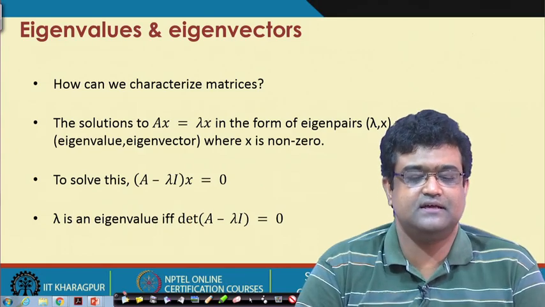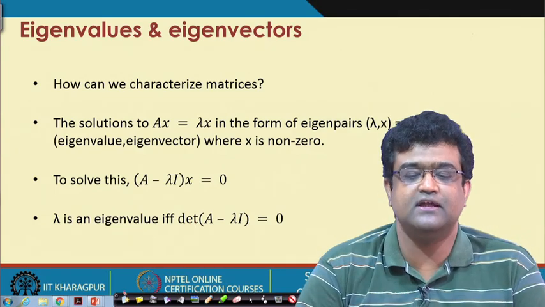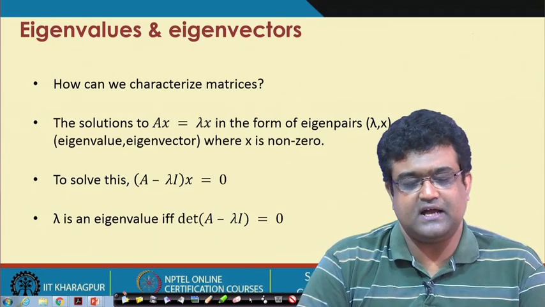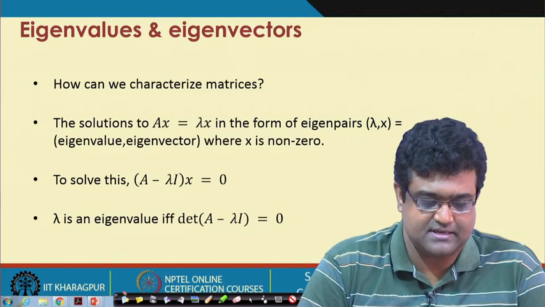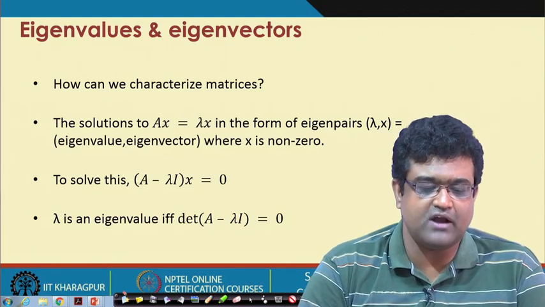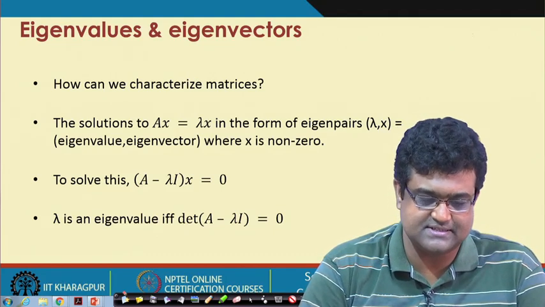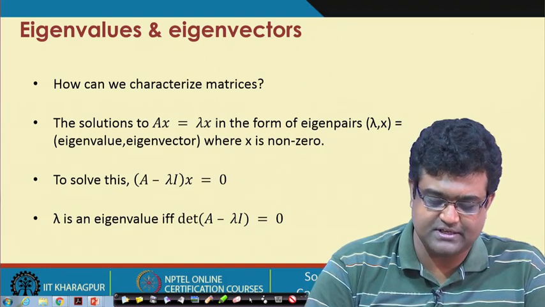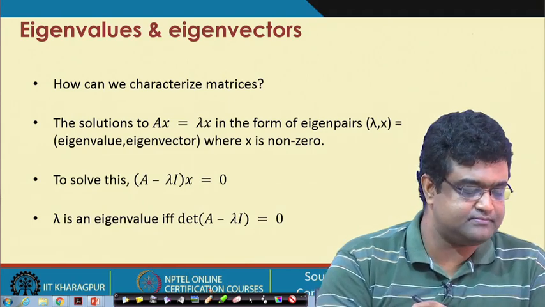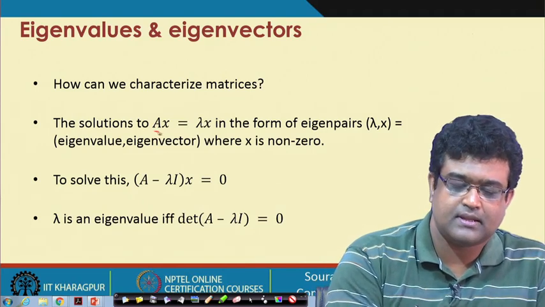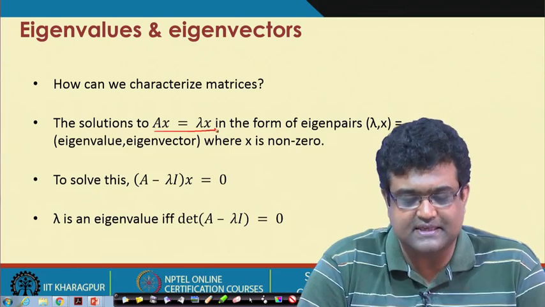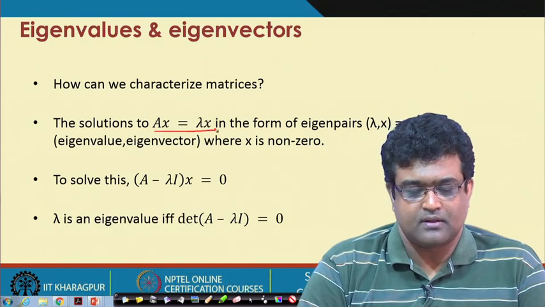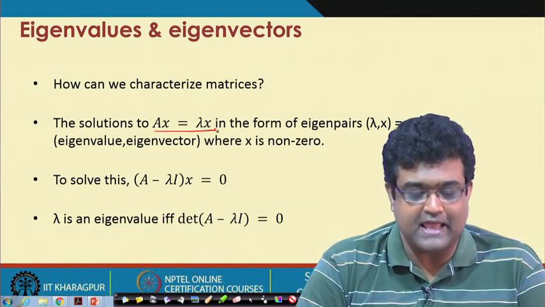Next, we discuss the important concept of eigenvalues and eigenvectors. So, the question comes, how can we characterize a set of matrices? One way to characterize a set of matrices is to find solutions of an equation of this form: A x equals lambda x, for all x.